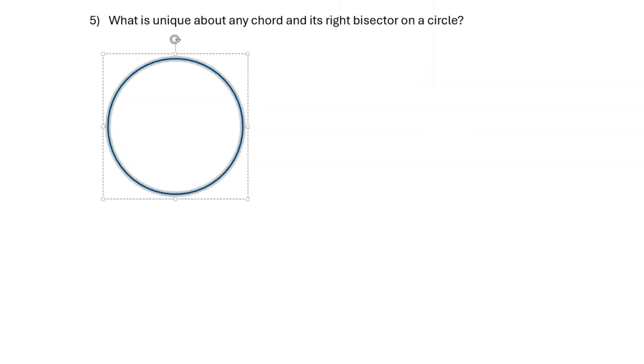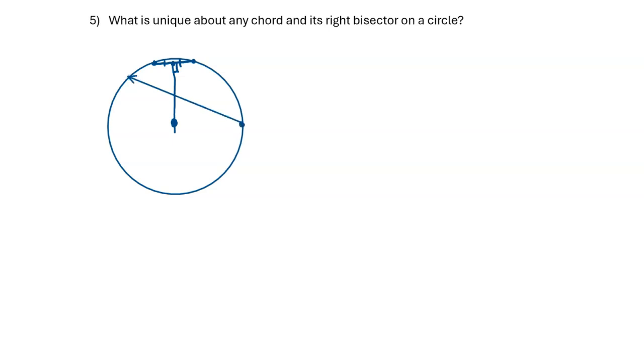So the last thing about circles is this. What is unique about any chord and its right bisector on a circle? Well, what is a right bisector? First off, a chord is a line between 2 points on a circle. And then a right bisector is a 90-degree line that bisects, it cuts the chord in half. If you draw that, it goes right through the center of the circle.